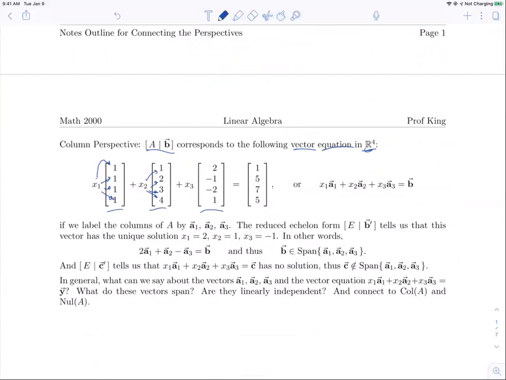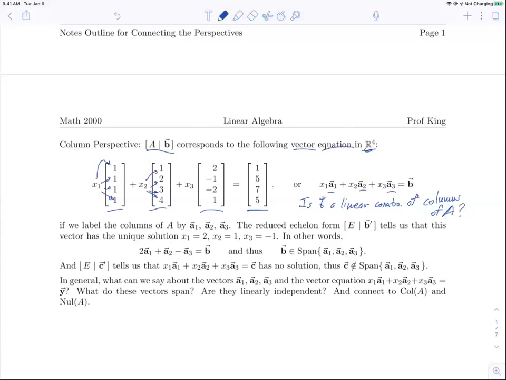I'm going to rename them just A1, A2, and A3, the columns of the matrix. This was B. So this really just asks the question, is B a linear combination of the columns of capital A? Is B a linear combination? That's what Ax equals B turns into whenever we start looking at it from this perspective.